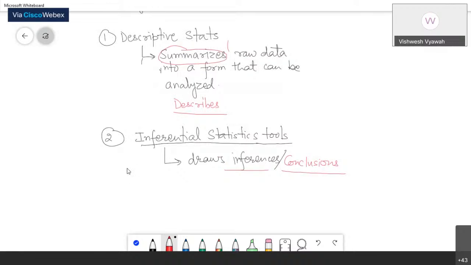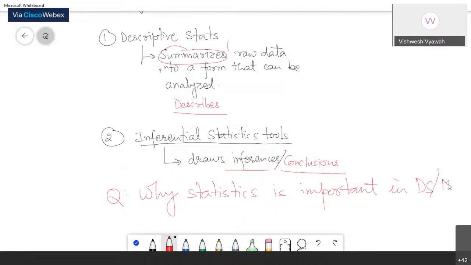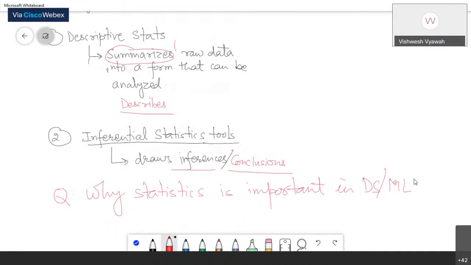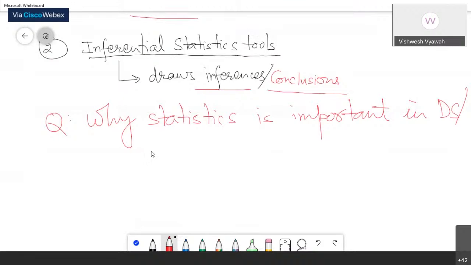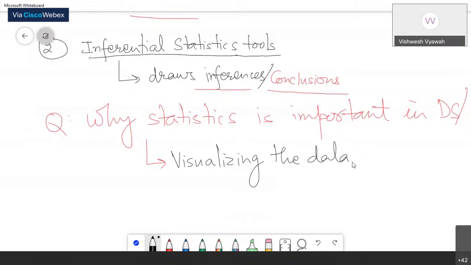Now the next thing I would like to discuss, and I should give you a motivation. The next question that is very important is, why is statistics important in data science and machine learning? Why is it important in data science and machine learning? So we'll try to get some motivation for this. As I said first, visualizing the data. That is very important.